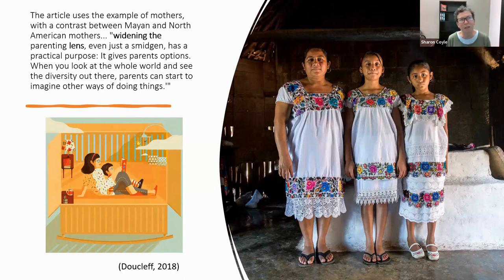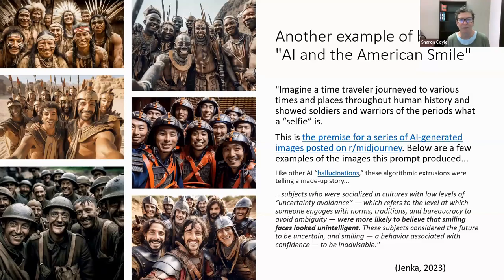And why is that important? It says widening the parenting lens, even just a smidgen, has a practical purpose. It gives parents options. When you look at the whole world and see the diversity out there, parents can start to imagine other ways of doing things. So I think that's a really good example of diversity and sources. Another example of bias: AI and the American smile. And this article is referenced in the references again.